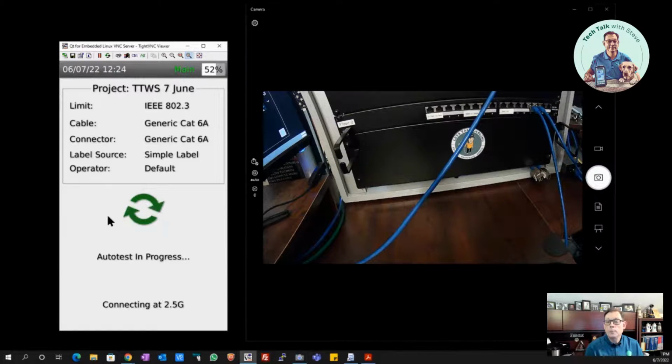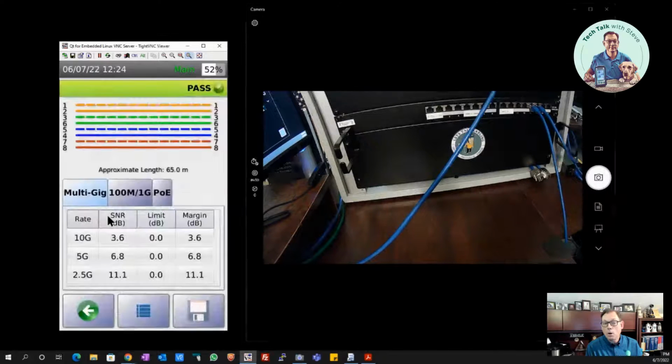So what I'm doing right now is I'm running a test. This will take longer than a certification auto test because it's doing a few more things. So what we're doing is we're connecting at 100 meg, 1 gig, 2.5, 5, and 10 gig to make sure first that we can connect at those speeds. And we're also putting traffic on the line. We're measuring the noise on the line at 2.5 gig and above, and we're doing a PoE load test all at the same time.